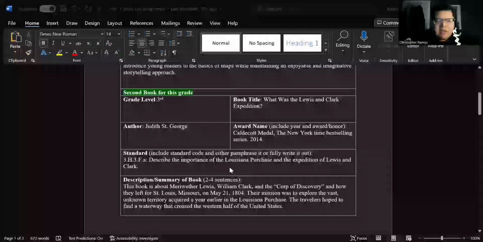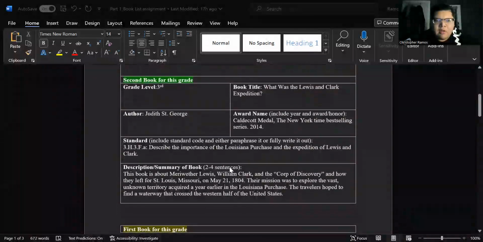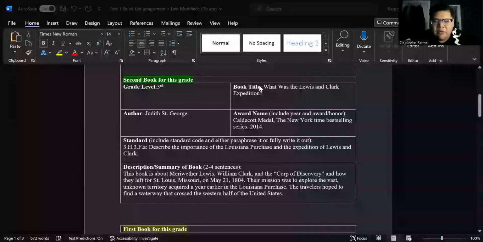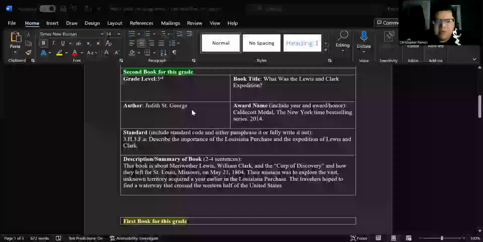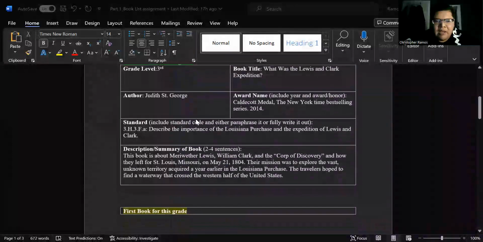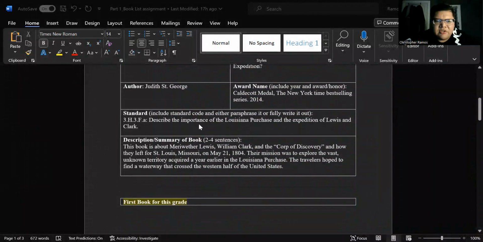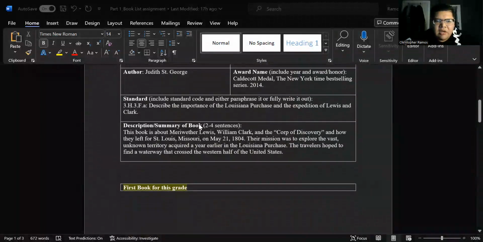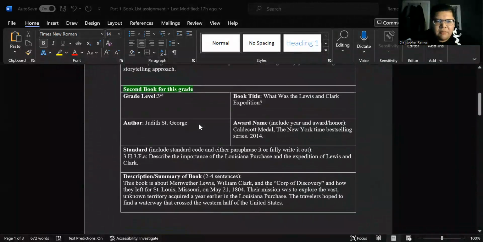The second book was What Was the Lewis and Clark Expedition? by Judith St. George. The standard for this one is describe the importance of the Louisiana Purchase and the expedition of Lewis and Clark. Looking back to when I was in elementary school, I remember talking about this.